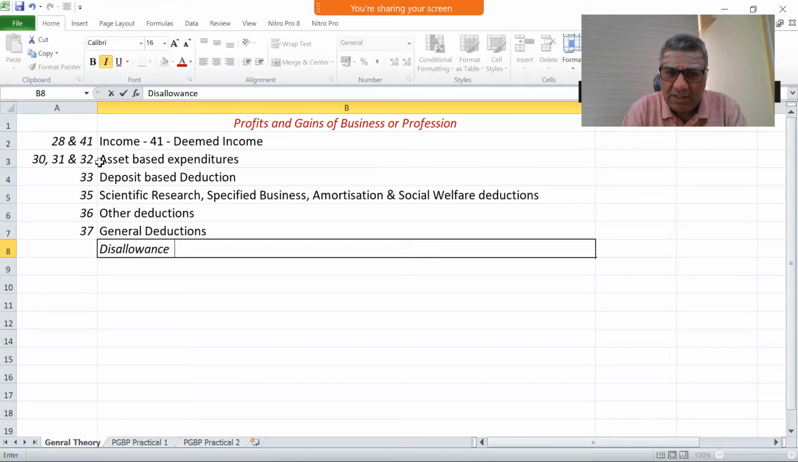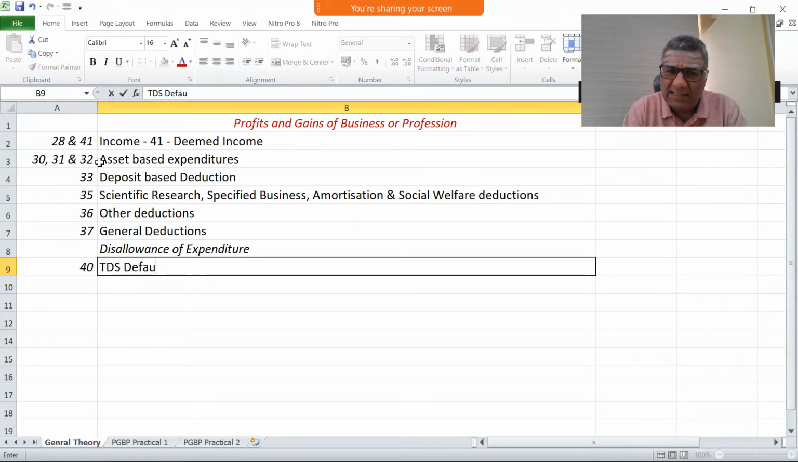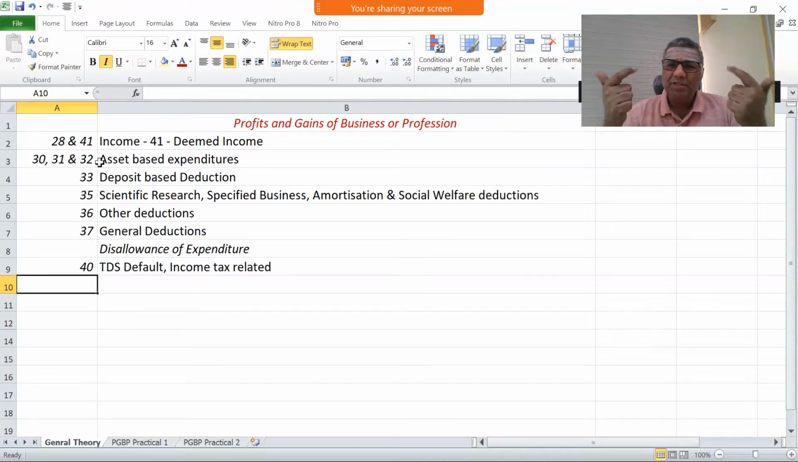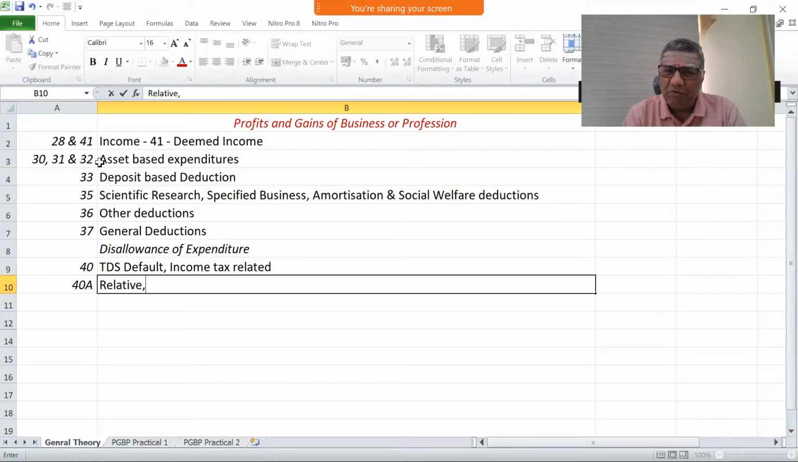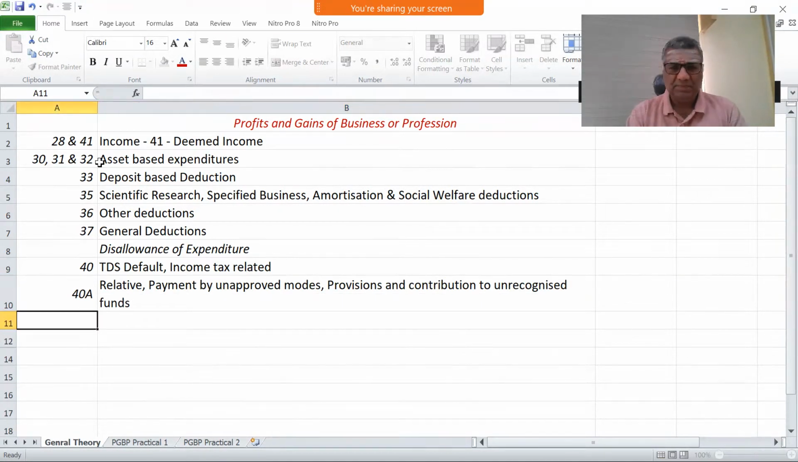If I look at disallowance of expenditure provisions, 40 consists of TDS default as the major thing and income tax related things, that is income tax, provision for income tax, advance tax, tax on perquisites. But TDS default is the major thing. 40A consists of relatives, which is major, cash payment, and payment by unapproved modes. These two are major. The other things are provisions and contribution to unrecognized funds: 40A(2), 40A(3), 40A(7), 40A(9).